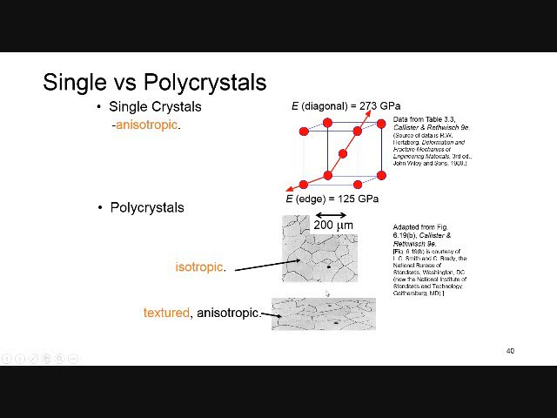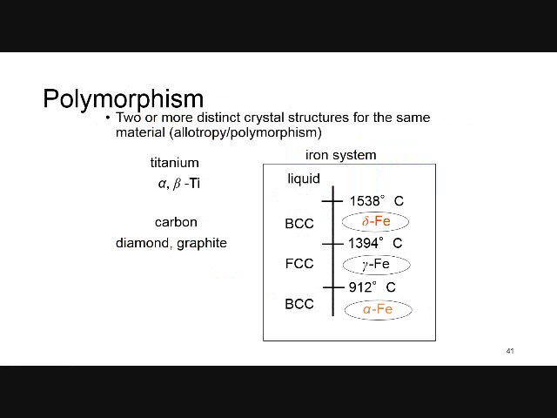this orientation. In case we have two or more distinct crystal structures for the same material, this is called polymorphism. We have different morphology or shape of the material. Examples are shown here: titanium, alpha and beta. For carbon, diamond and graphite, each of them has a distinct crystal structure. Another example is the iron system, in which different phases or forms, alpha, gamma, and delta, have different crystal structures. As you can see, BCC, FCC, and BCC, and their melting temperatures are different.